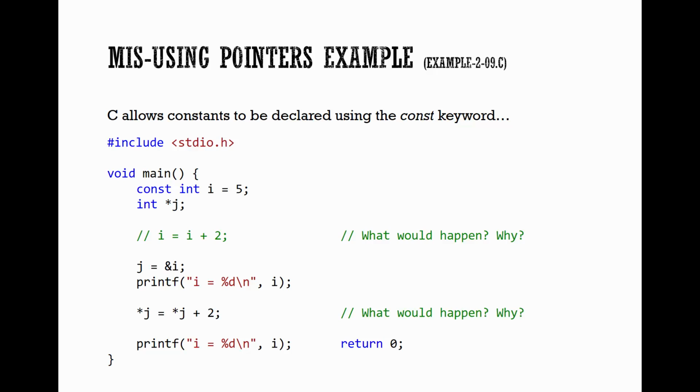So the final thing I want to talk about is basically misuse of pointers, or doing stuff that we definitely should not be doing. Let's think back to the idea of constants. We had constants in Java. We had this keyword called final.